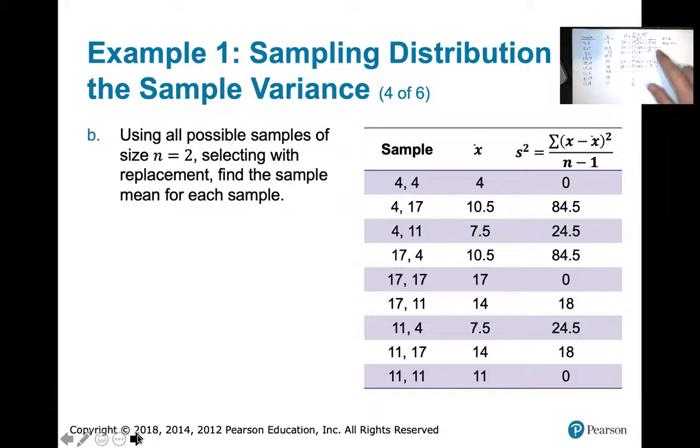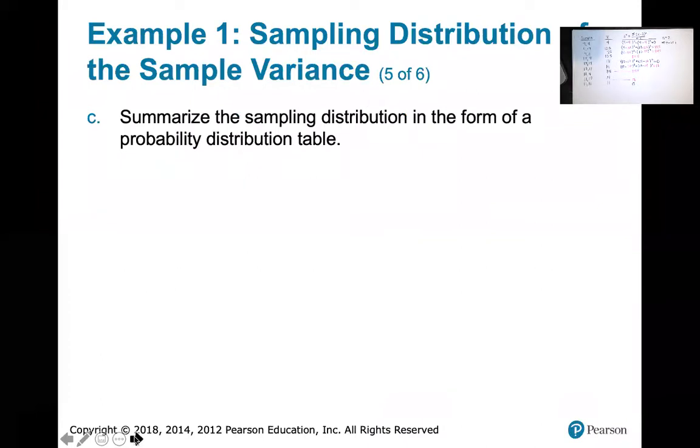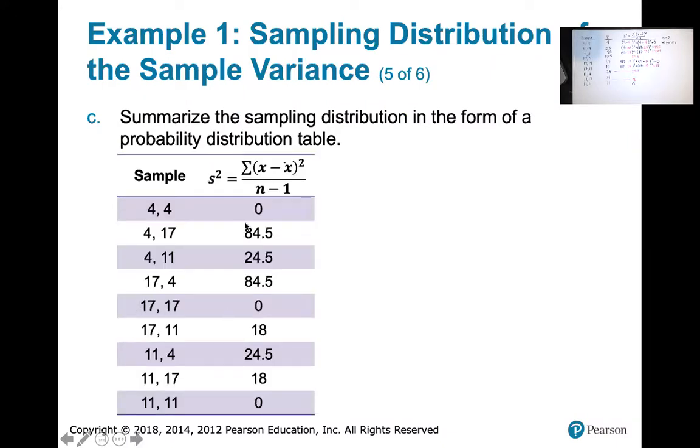And let me see, do I have the same values here? 0, 84.5, 24.5, 84.5, 18, 24.5, 18, and 0. Okay, great. Same values that I got when I prepared the slides. Now we want to take this and summarize it in the form of a probability distribution table. So we've got all of these different sample variances, but we see we've got a little bit of repetition. This 0 appears 3 times. The 84.5 appears twice. The 24.5 appears twice. The 18 appears twice. So we can summarize all of that in the form of a probability distribution.